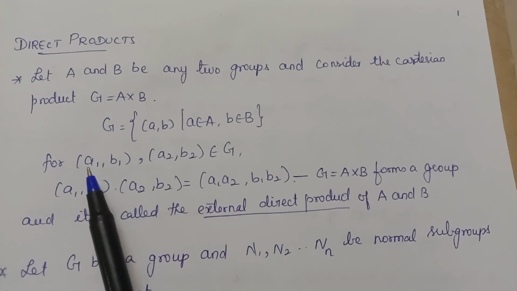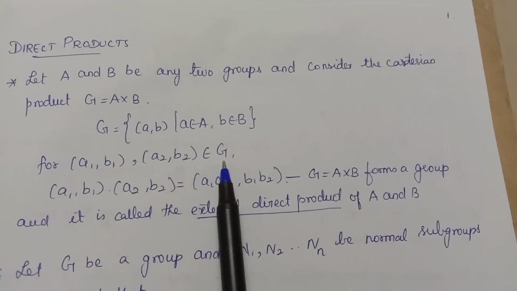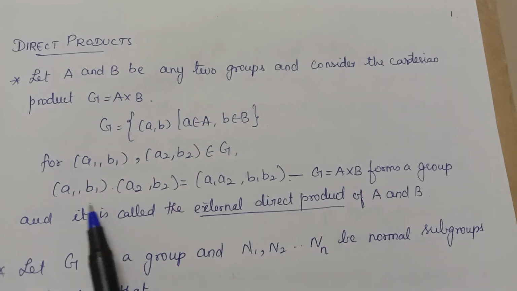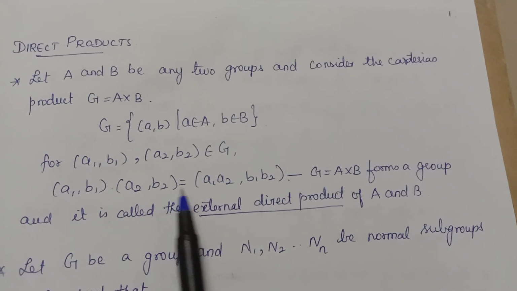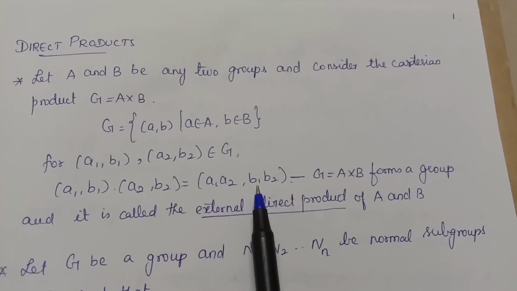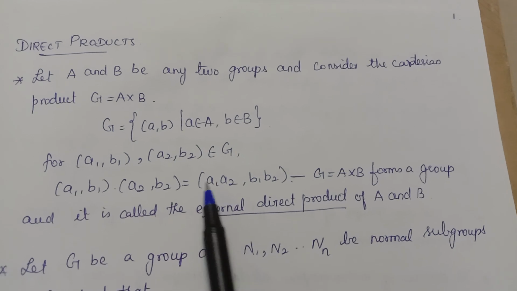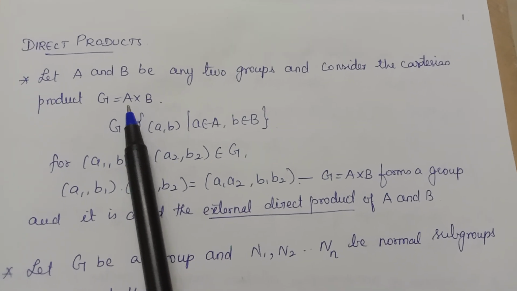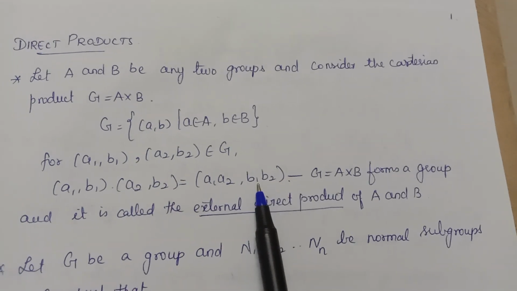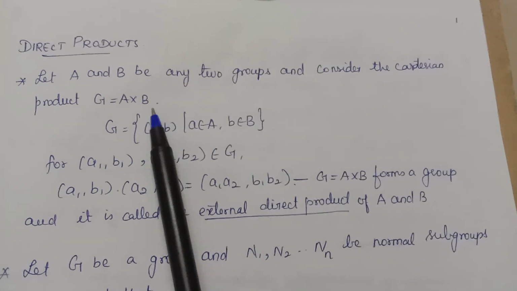How do we define the operation? If you take any two elements (a1, b1) and (a2, b2) belonging to G, then the product of the two elements (a1, b1) times (a2, b2) is defined to be (a1 a2, b1 b2), where the product a1 a2 is with respect to the operation defined in capital A. And for the second element b1 b2, this operation is with respect to B.